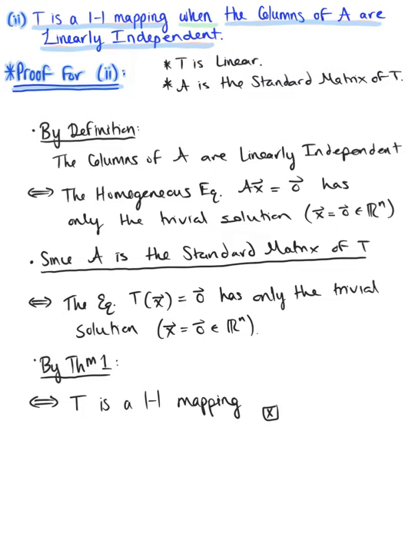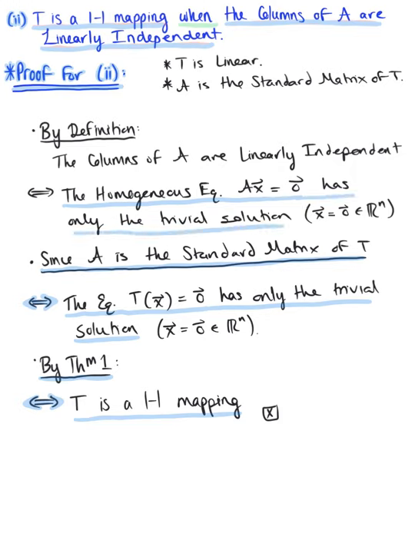Now, of course, you could do them out separately if you want, and in that case, you would simply need to start from the bottom and say, well, if T is a one-to-one mapping, then by theorem number one, this is logically equivalent to saying that the equation defined as the image of vector x under the action of T equals the zero vector has only the trivial solution. Now, since matrix A is the standard matrix of T, this statement is logically equivalent to saying that the homogeneous equation matrix A times vector x equals the zero vector has only the trivial solution, which we know is logically equivalent to saying that the columns of matrix A are linearly independent by definition. And we've verified the second direction.